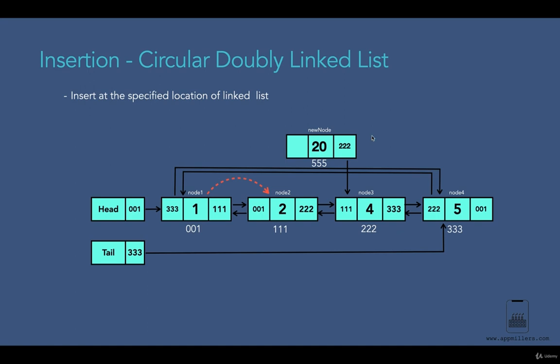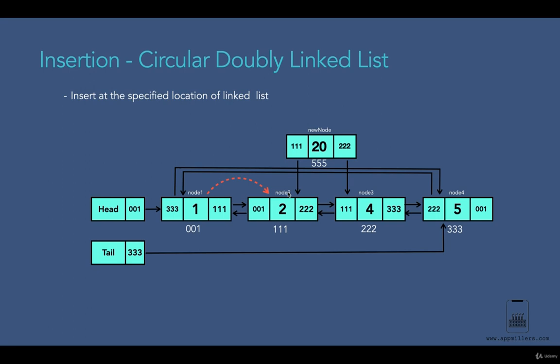Now the next step is we need to update the previous reference of this new node. Now we know that if we are inserting a node between node 2 and node 3, the previous reference of new node has to point to node 2. So we are going to set node 2 to this previous reference. In this case, node 2's physical location is 111. So we are going to update 111 to the previous reference of new node, and this will create a backward link between new node and node 2.